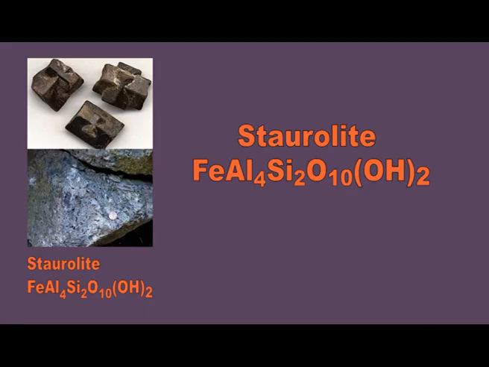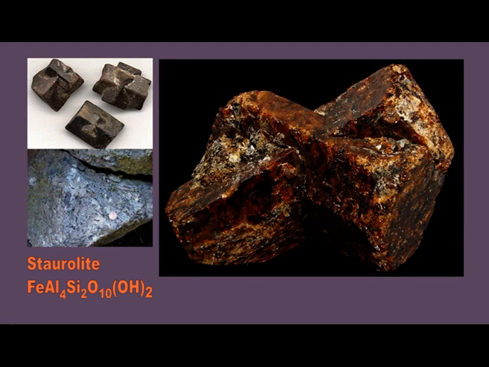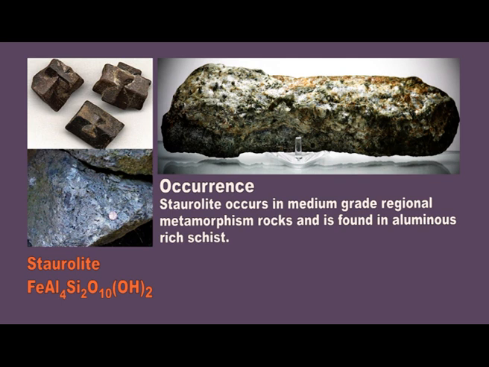Staurolite: FeAl4Si2O10(OH)2. Physical properties: crystal system orthorhombic, crystals common with obtuse prism, unlike andalusite, which is characterized by square prism. Cruciform twins. Color reddish brown to brownish black. Streak colorless or grayish. Lustre vitreous. Cleavage present, one set. Fracture conchoidal. Specific gravity 3.7. Distinguishing features: crystal with cruciform twin. Occurrences: staurolite occurs in medium grade regional metamorphic rocks and is found in aluminum rich schist.